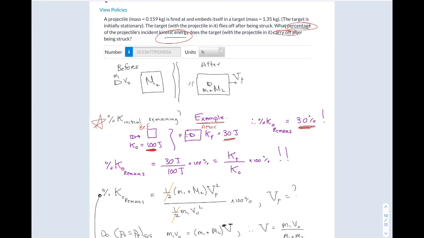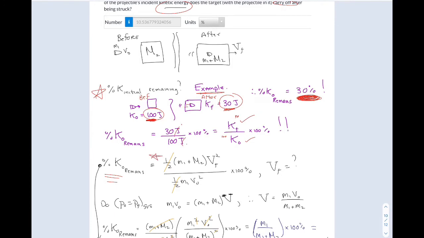Well, 30%. You start with 100, you wind up at 30, so 30% remains. How could you possibly get the number 30% out of those numbers? Well, you took 30 divided by 100 and multiplied it by 100%. So you took K final, that's your 30, divided by K initial, that's your 100 joules, and multiplied by 100. So to find the percent kinetic energy remaining, you find the final kinetic energy, find the initial kinetic energy, divide them, multiply by 100. So here's K final. My picture shows that they're stuck together, that's why the masses are written together. K final's on the top, and K initial's on the bottom.